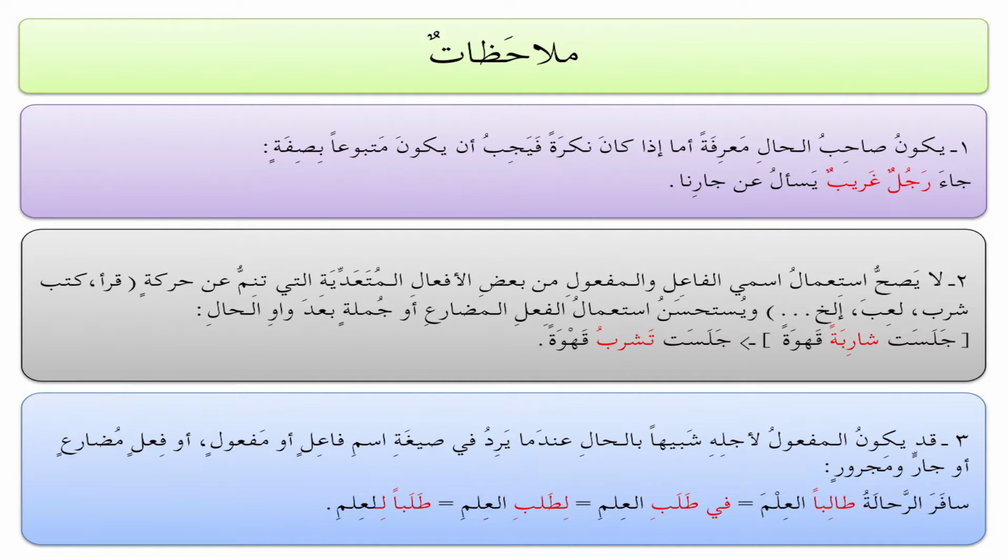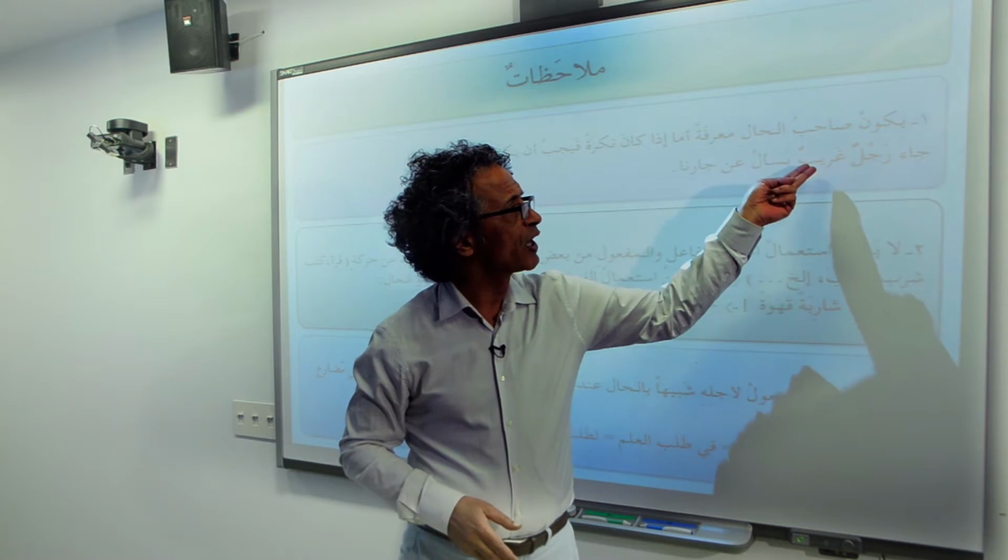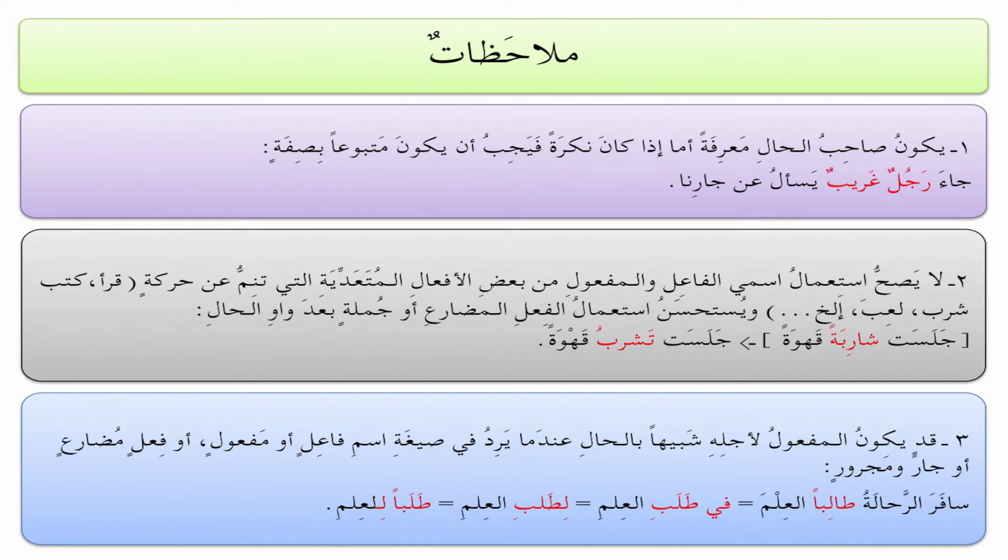Look at the example. جاء رجل غريب يسأل عن جارنا. So a strange man came asking for our neighbor. So يسأل عن جارنا is الحال, and it's here رجل غريب. If it were رجل by itself, يسأل عن جارنا, it basically would be a جملة صفة. Remember جملة الصفة and جملة الوصل that we talked about.